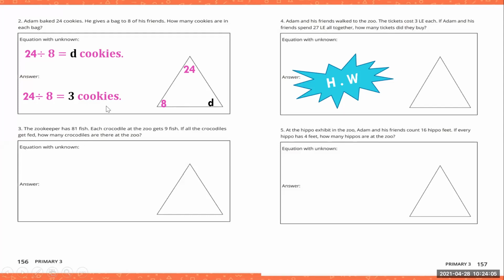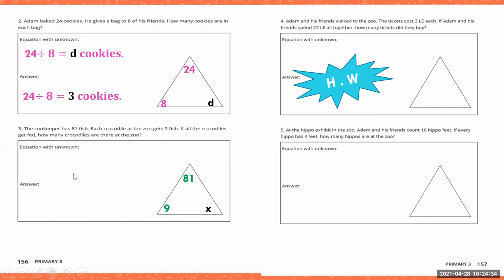So the total, I will put the total on the top, 81 on the top. And the 9 I know will be in the bottom here. Here I don't know the result, so I will write here X. We said before, it's like the missing number, or any symbol you can put in the missing number to know its value.